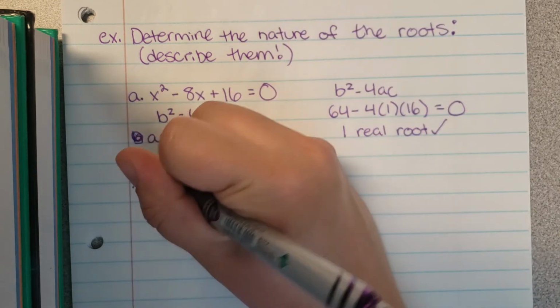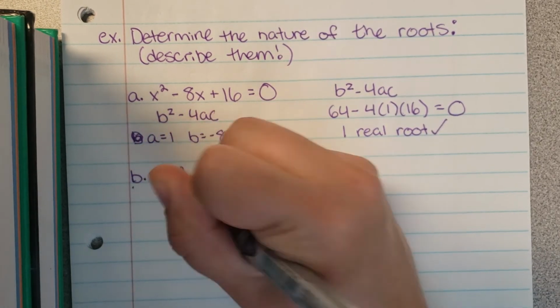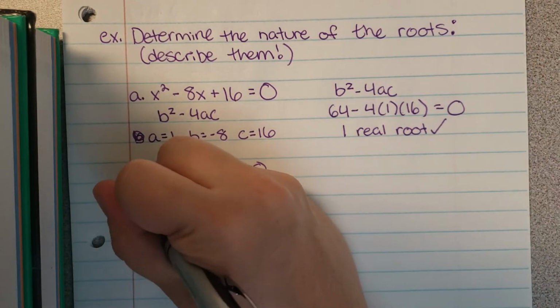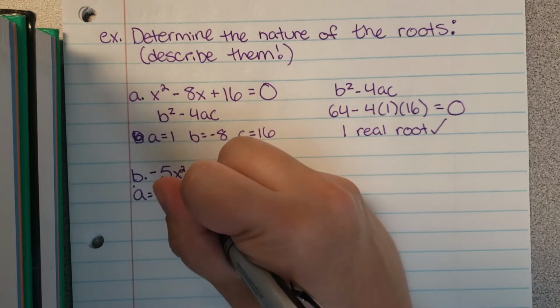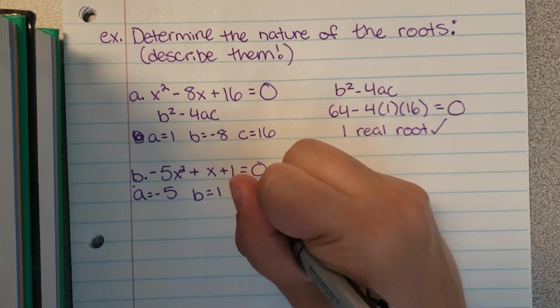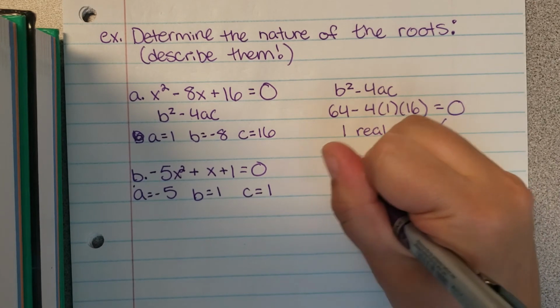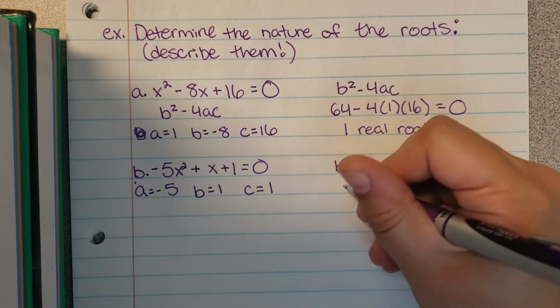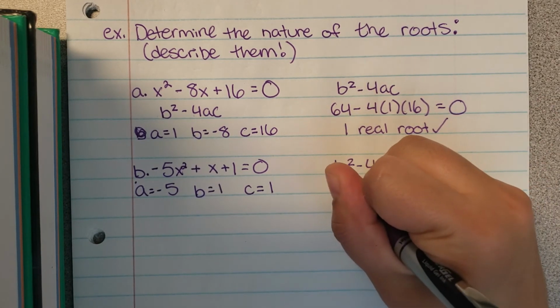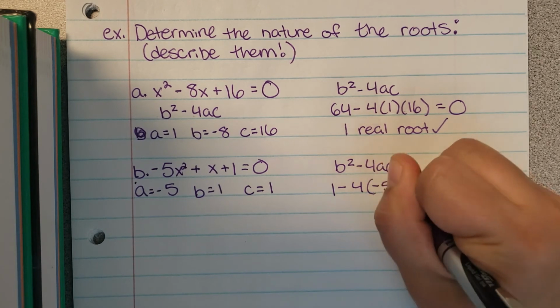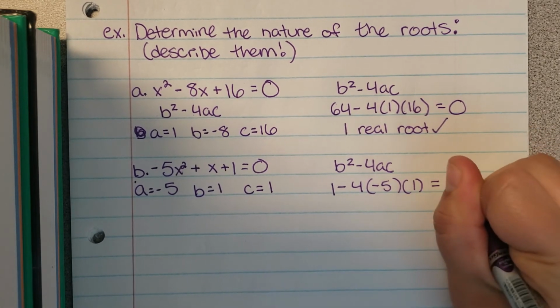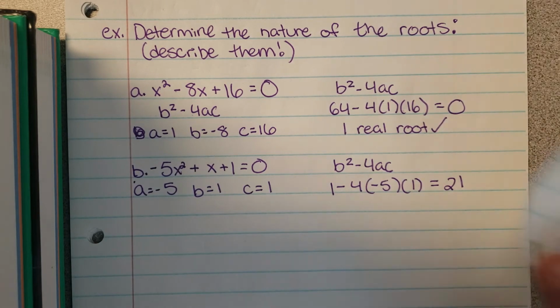Example B, negative 5x squared plus x plus 1 equals 0. We need to determine our a, which is negative 5, our b, which is 1, and our c, which is also 1. So we're going to do b squared minus 4ac because that's our discriminant. It describes the roots for us. Our b squared is 1 minus 4 times negative 5 times 1, which gives us, well, we've got a negative times a negative, which is positive. So 1 plus 20 equals 21. So that's a positive discriminant.